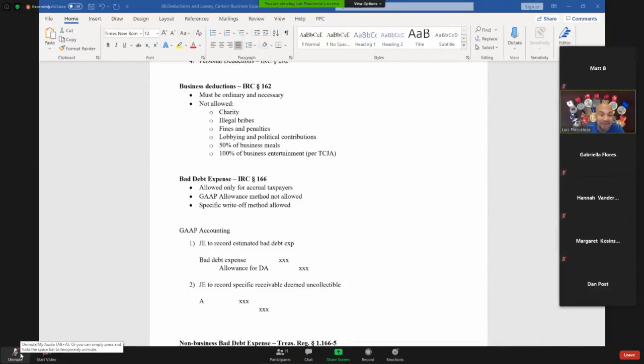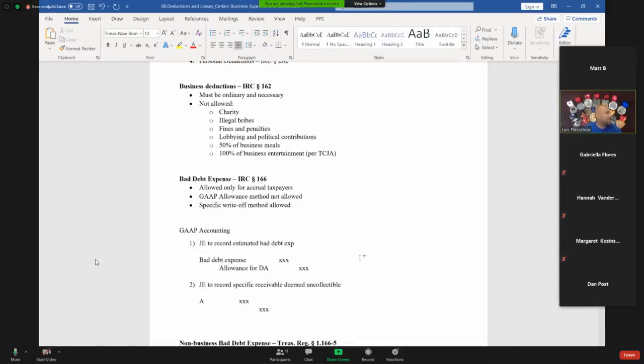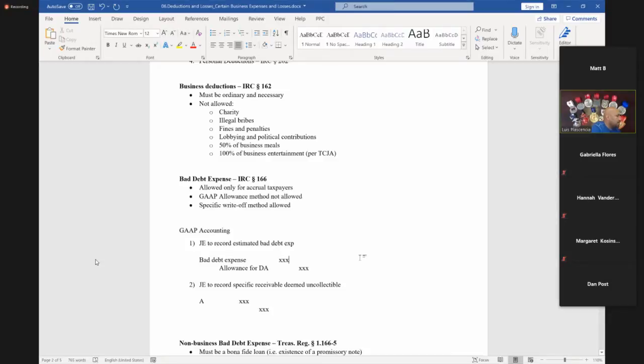Think about it. Basic journal entry. When you book a sale on account, what's that journal entry? You debit accounts receivable, you credit sales, right? So once you determine a specific customer is not going to pay you, what do you do then? You credit allowance for doubtful accounts. I mean, you debit allowance for doubtful accounts.